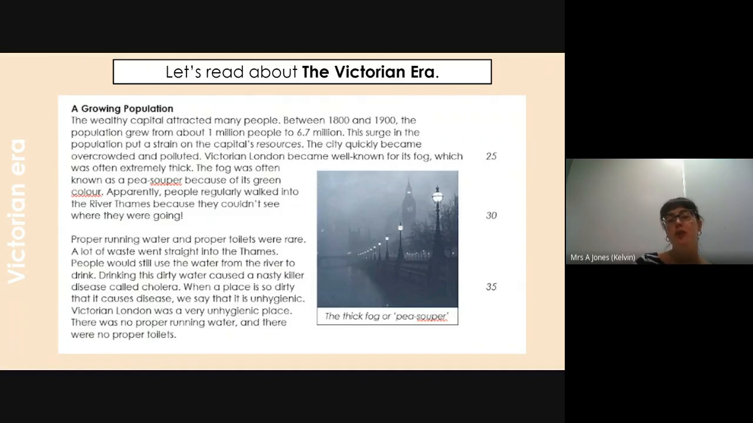Proper running water and proper toilets were rare. A lot of waste went straight into the Thames. People would still use the water from the river to drink. Drinking this dirty water caused a nasty killer disease called cholera. When a place is so dirty that it causes disease, we say that it is unhygienic. Victorian London was a very unhygienic place. There was no proper running water and there were no proper toilets. Okay, so again, pause the lesson here, jot some notes down, and then I'll be asking you to answer the questions on the next slide.